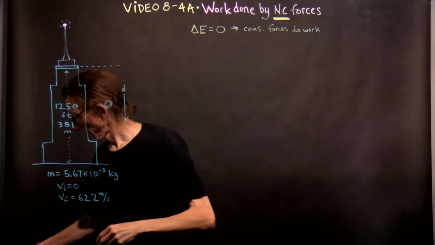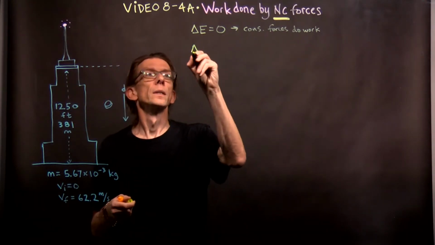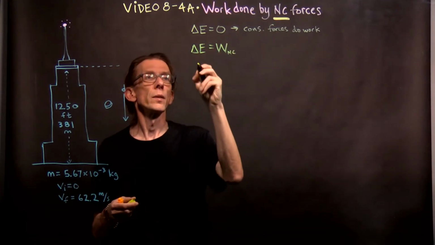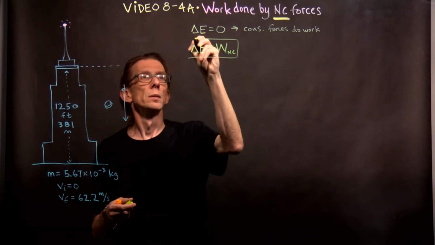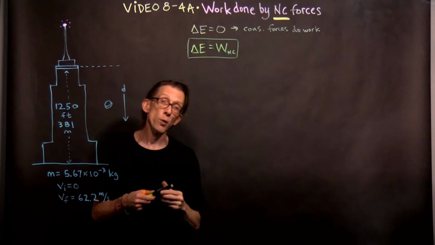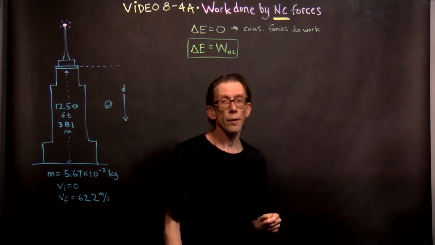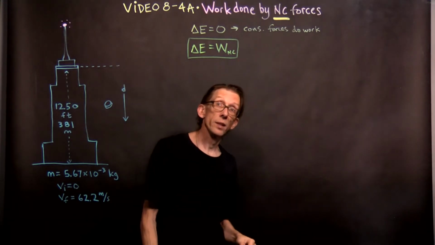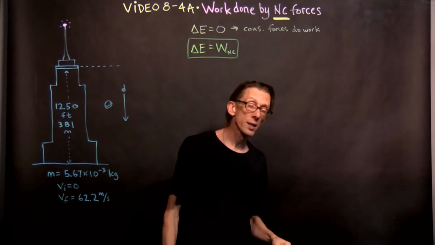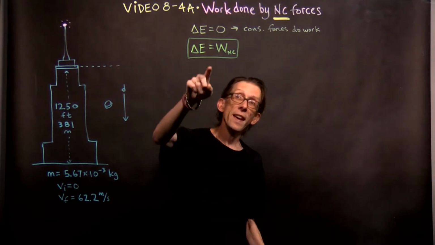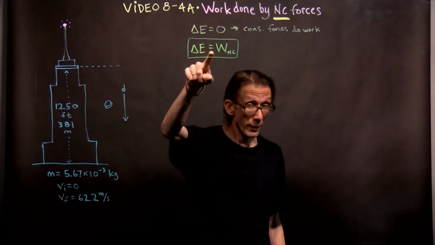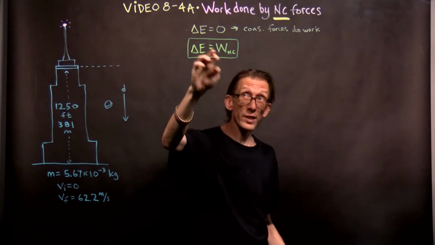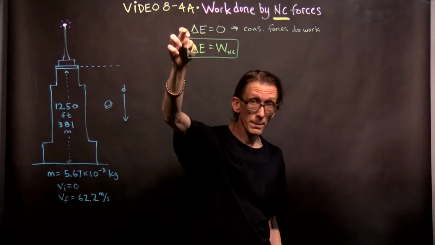We have to write this as delta E equals work non-conservative. This is what we have to use when non-conservative forces do work, like friction, or when the normal force does work, or air resistance. Now notice that in the case where no non-conservative forces do work, this becomes that. If work non-conservative is 0, we're back to our original conservation of energy.